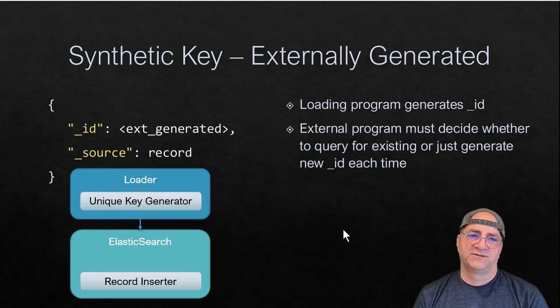So the next one is you could do a synthetic key externally generated. This is actually the same thing, exactly the same, except in this case we didn't let Elasticsearch generate it, we just provided it. So my Python or other program here uses a GUID generator, and that way we never let Elasticsearch actually generate any of the identifiers. We always provide identifiers ourselves, and we determine whether it's going to be something synthetic or calculated or just a natural field. So the loading program generates the ID, and that's basically it. That's the second option for synthetic.